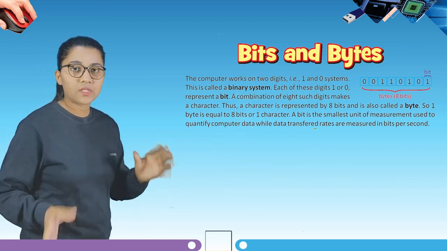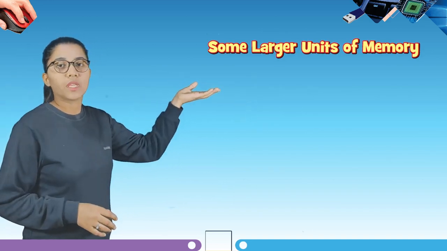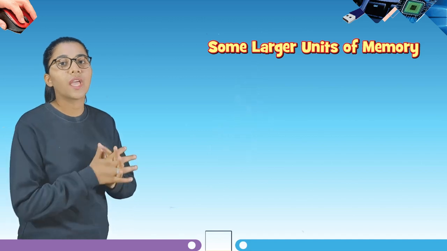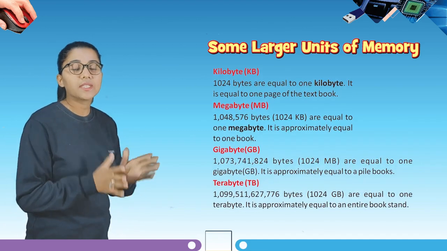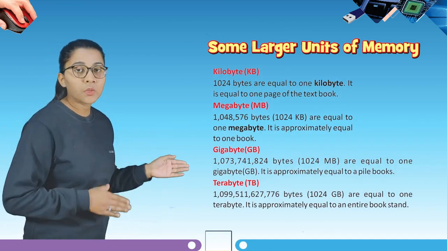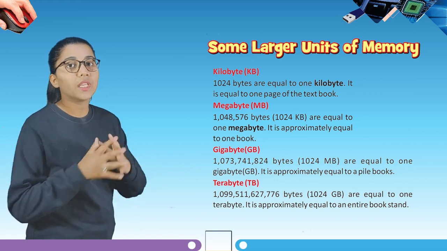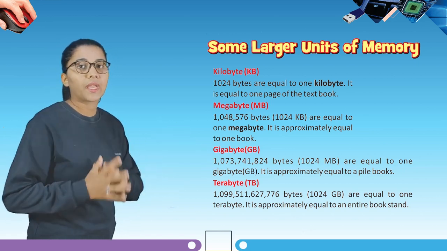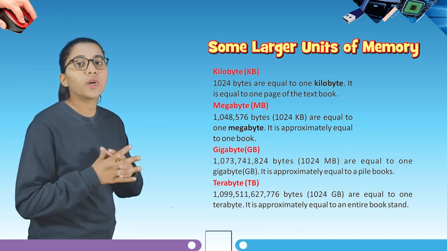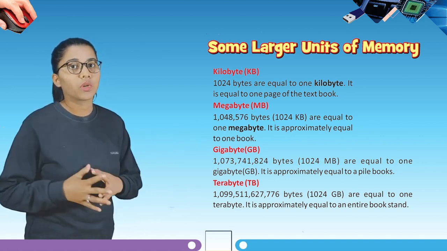Now students, let's jump to our next topic, that is some larger units of memory. So first we have kilobyte, that is KB. 1024 bytes are equal to 1 kilobyte. It is equal to 1 page of the textbook.